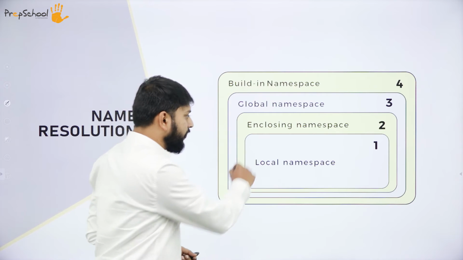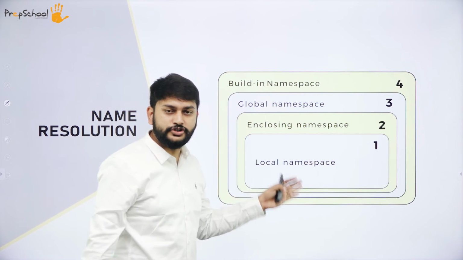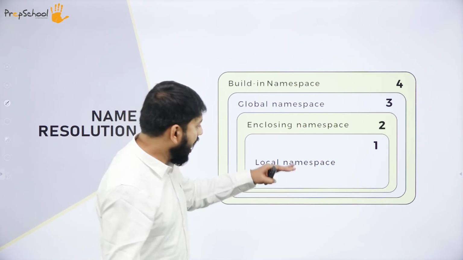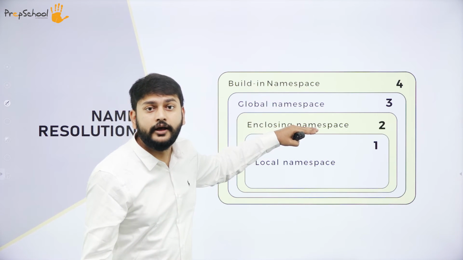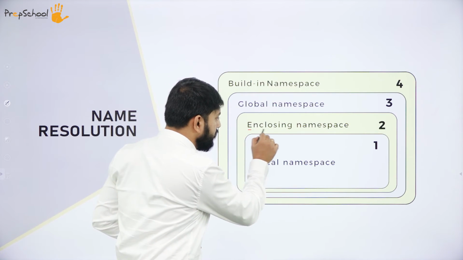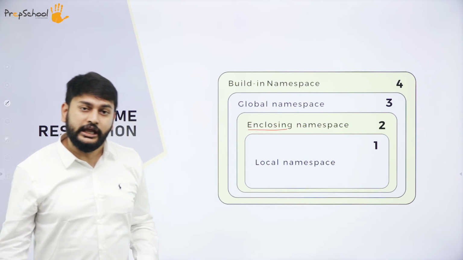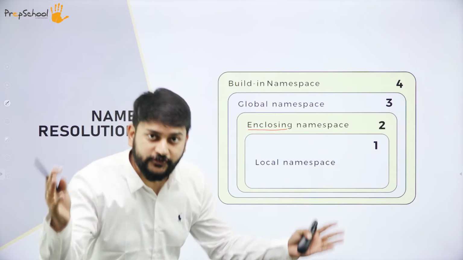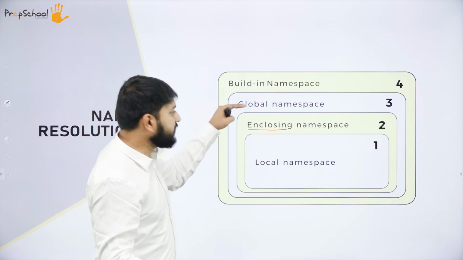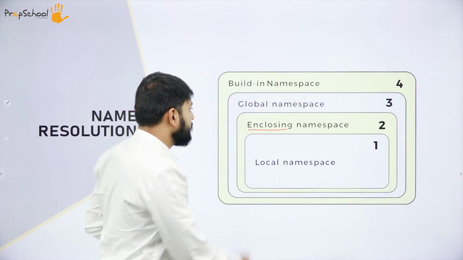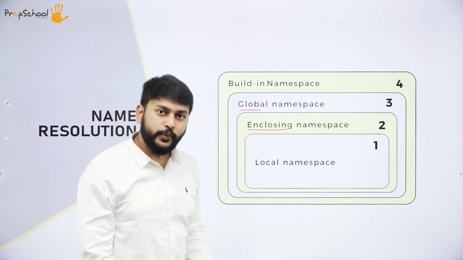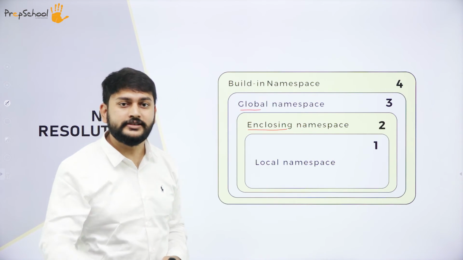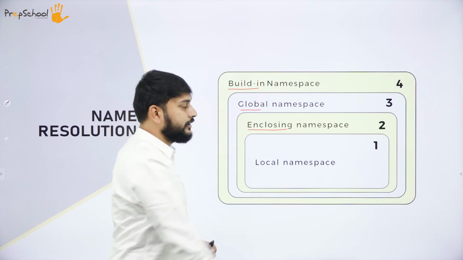So I will try to find it in this function. Function in the sense it is a local namespace. So I will not find it. So what I will do, I will go to the next upper namespace. What is that I will call? I will call it as an enclosing namespace. Even in that enclosing namespace, I will try to find that particular variable. Suppose if I don't find it, I will go to the next upper namespace. What is that namespace? Global namespace. Even there I will try to check. If I don't get it, I will go to the next upper namespace, that is the built-in namespace.